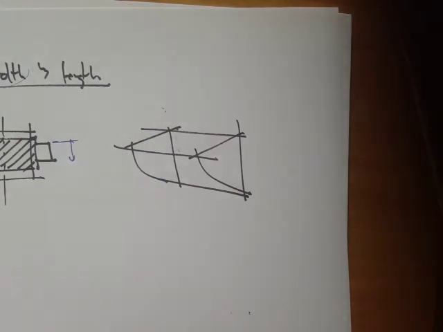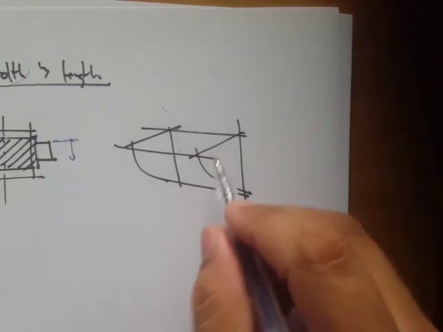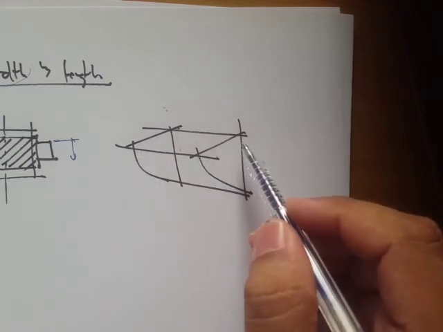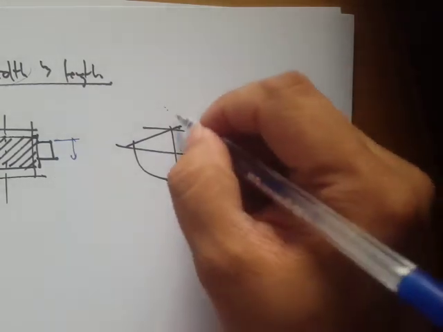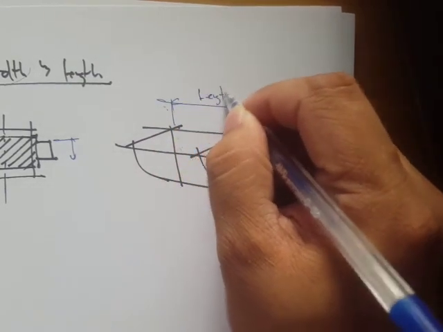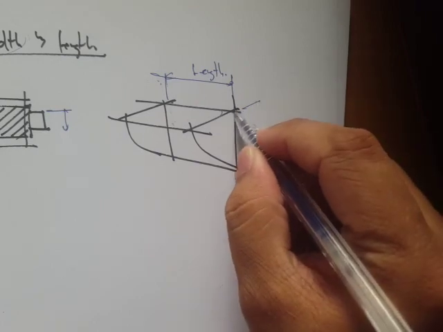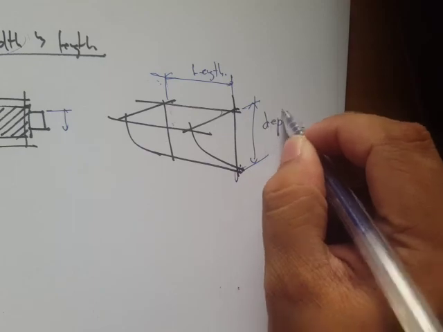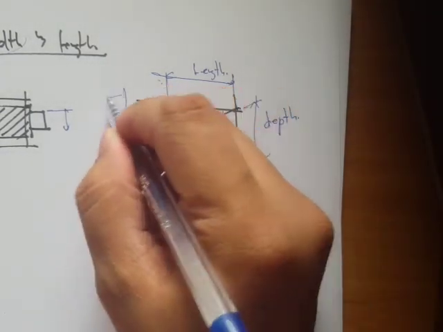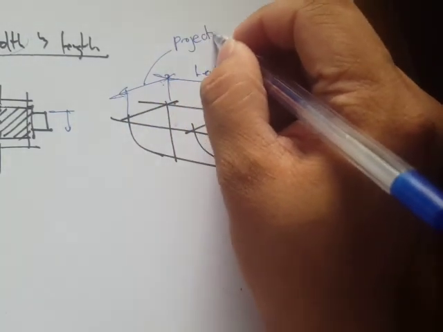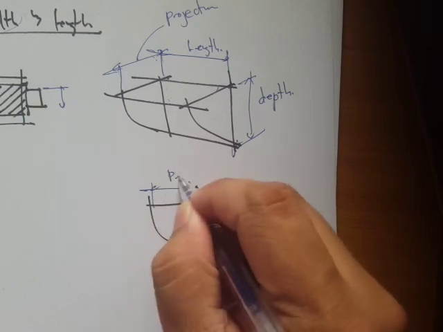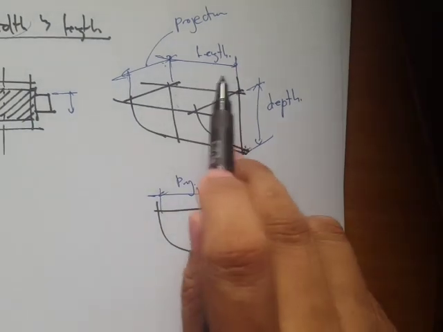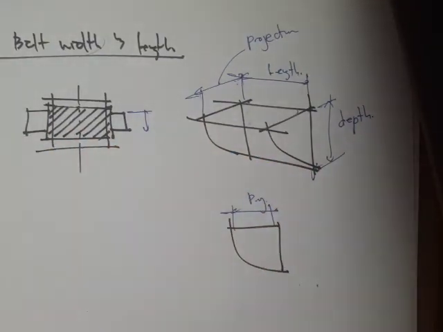By the way, our bucket dimension is given in the manufacturer's specifications, or probably in the tables or in their brochures, you can find this. So it's already a standard part, so that can be made from plastics or steel or whatever. Okay, so this dimension is actually the length. And here the dimension from this top point to this point, that's what we call the depth, or sometimes they call it height. And this one is the projection. Okay, so if you try to draw that in a side view, this is the projection.